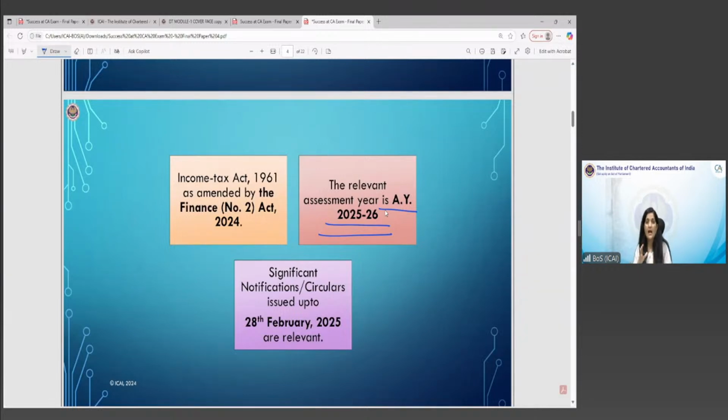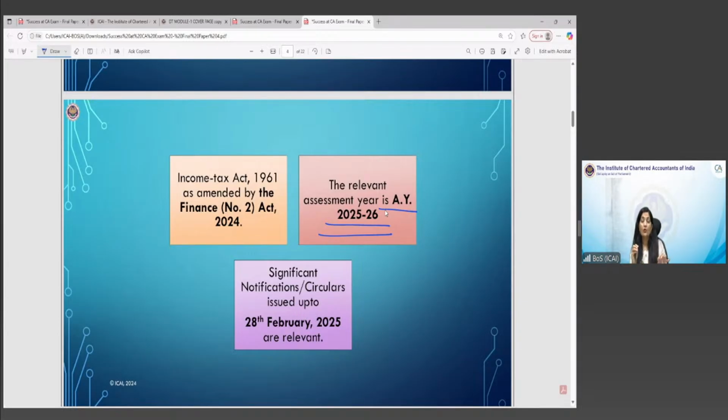The Finance Act brings out many developments and updates in the Income Tax Act 1961 every year, and it is mainly applicable for a particular assessment year. For example, the Finance (No. 2) Act 24 is relevant for your assessment year 25-26, right? And the Finance Act 25 will be relevant for assessment year 26-27. But for you, since the relevant assessment year is AY 25-26, whatever the Income Tax Act provisions as amended by the Finance (No. 2) Act 24, that would be relevant for you.